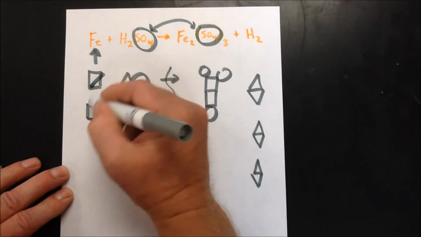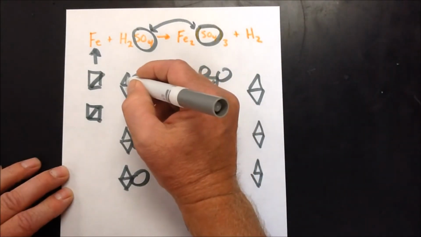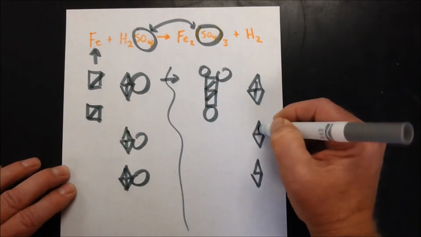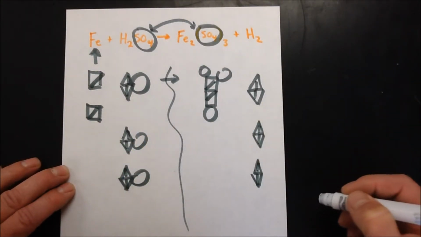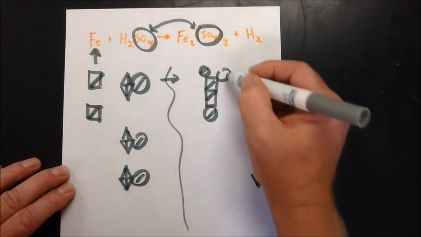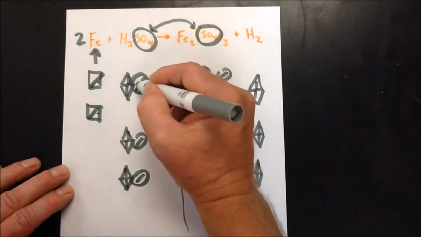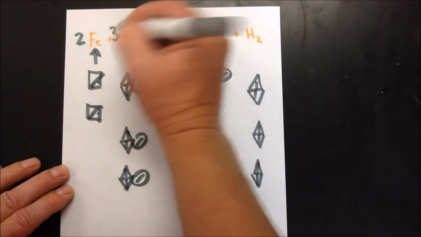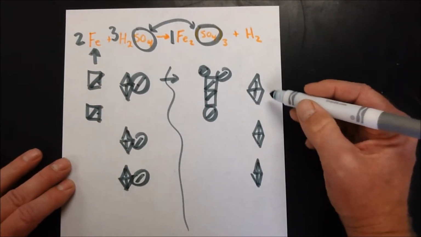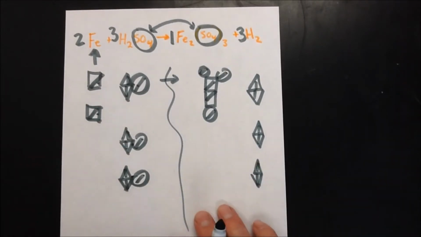So let's check and see if things add up. 1, 2 irons, 2 squares, 1, 2. We'll go to the triangles, 1, 2, 3, 4, 5, 6. 1, 2, 3, 4, 5, 6. So those are good, and the oxygens. 1, 2, 3. 1, 2, 3. Everything adds up, so there's 2 of these, and 3 of those makes 1 iron 3 sulfate and 3 diatomic hydrogen gases in that one.